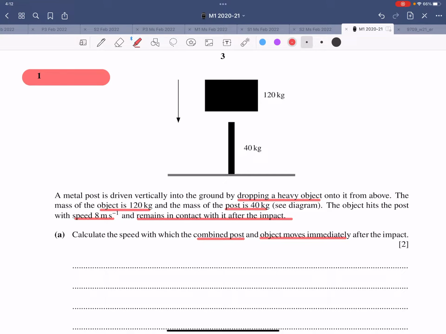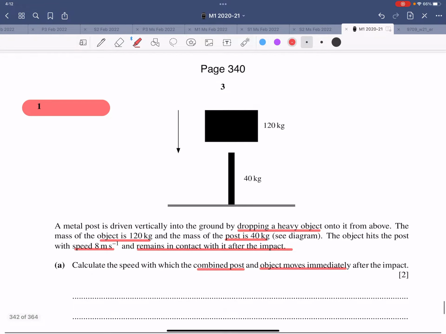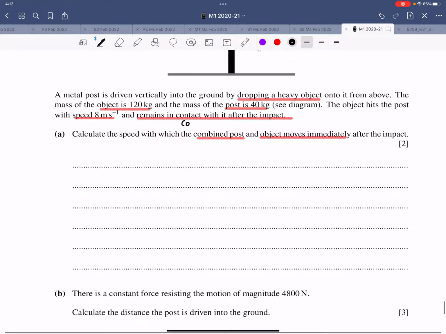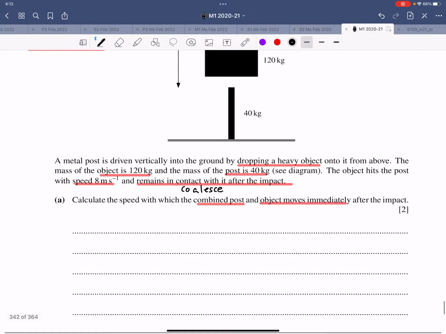Now the first question is a question of momentum. The two objects add up, and sometimes they use the word coalesce. So that is the scene over here. Now, initially before collision versus after collision.